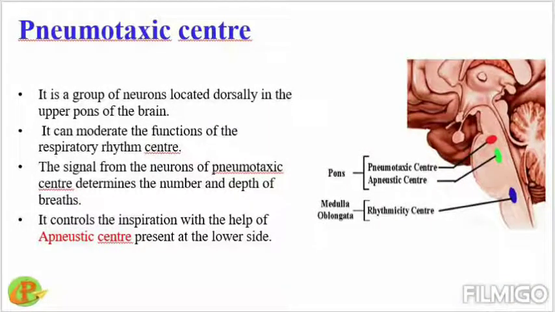Another center is called the apneustic center, which is present just below the pneumotaxic center. As you can see, the oval shaped green color represents the area that controls the inspiration along with the pneumotaxic center.